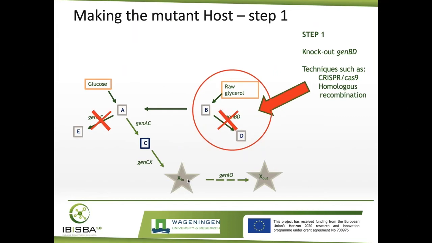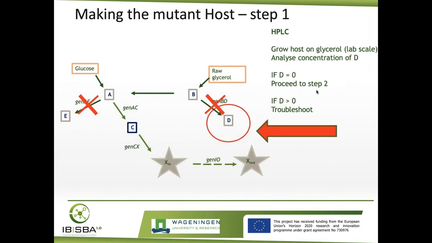Let's say we start with step one. We have knockout of the gene BD of this part of the pathway, of the native pathway. We use CRISPR-Cas, for example, or homologous recombination. We implement this. Once we implement this, does it work? It means, do we still measure compound D? If you don't measure it, possibly the knockout step has worked out. If not, we have to troubleshoot. I will come back to this in a second.